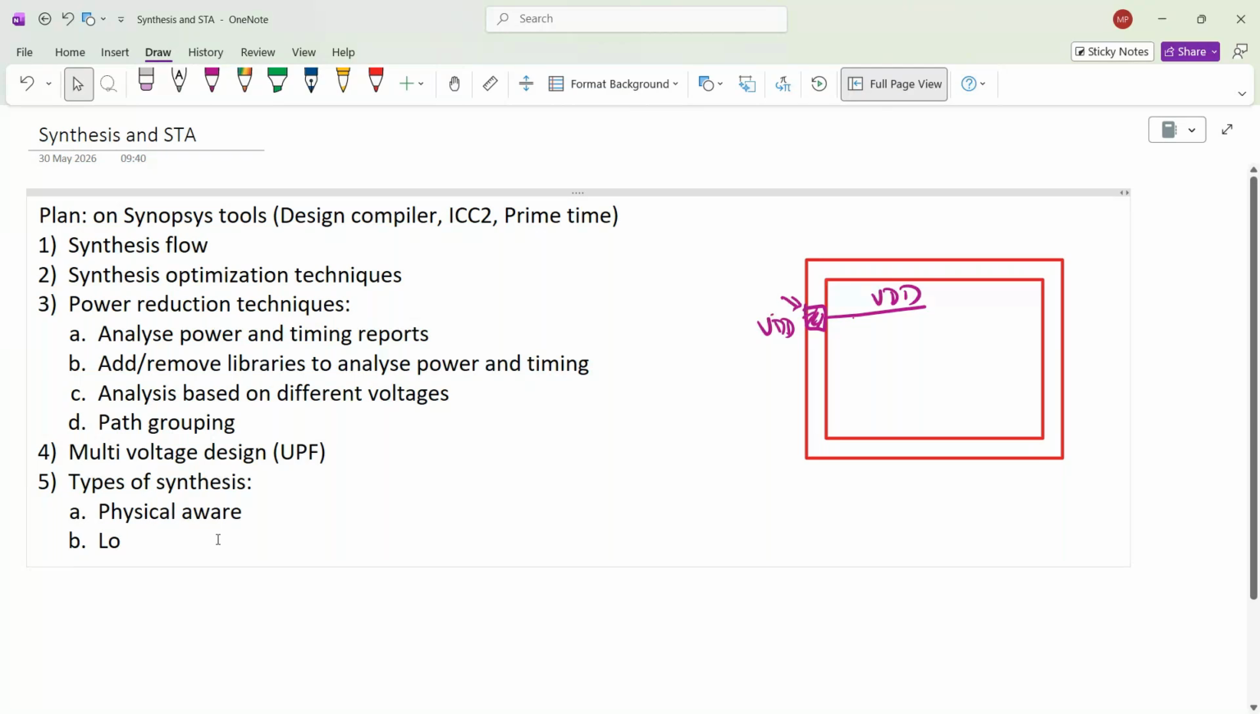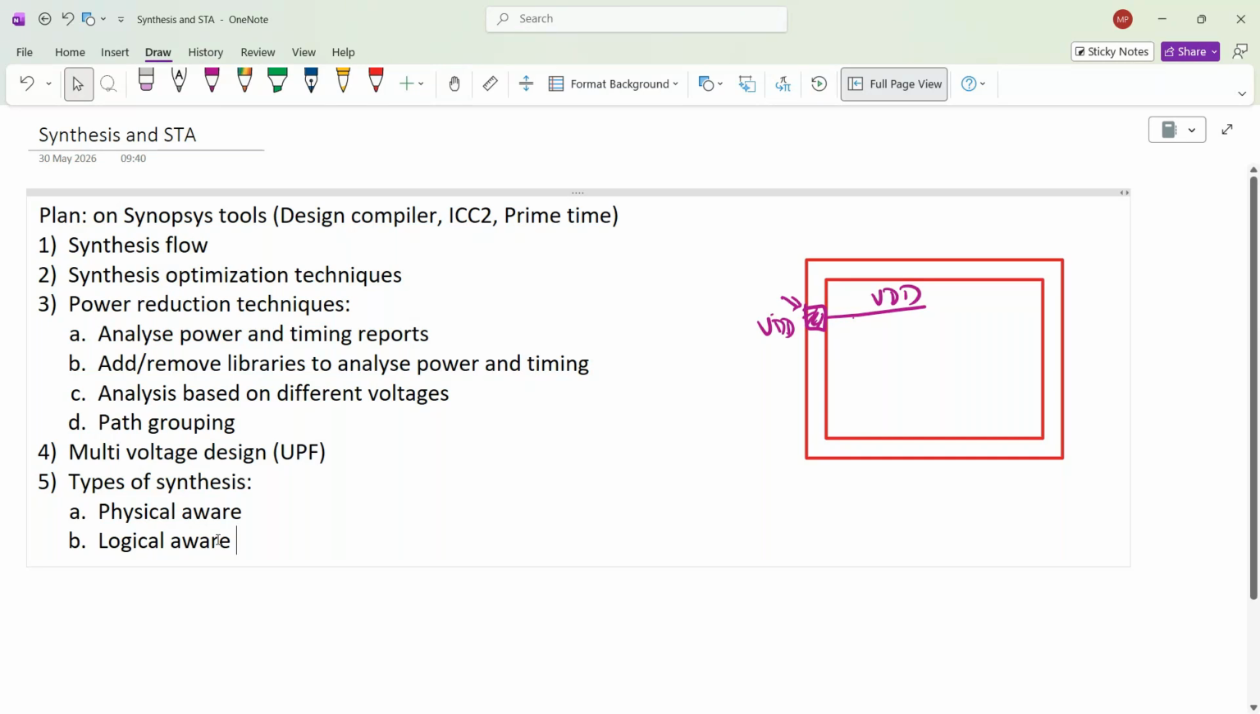Then we are going to see there are two types of synthesis: physical aware synthesis and logical aware synthesis. If I am getting the very first iteration, where the synthesis team is working and we are getting RTL and all the related files, and I am not having any layout related information, that will be called logic aware synthesis.